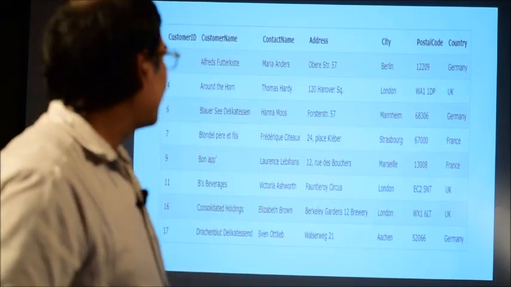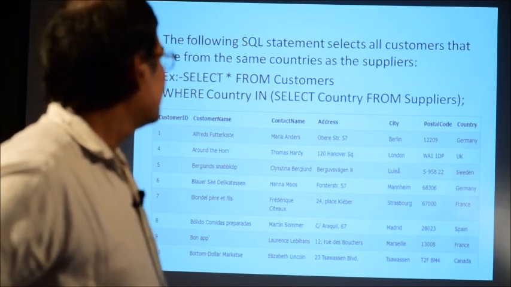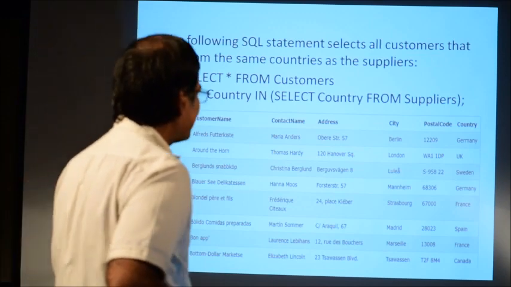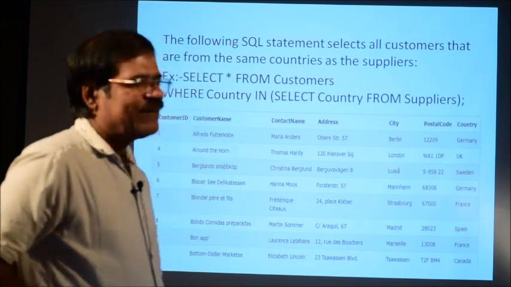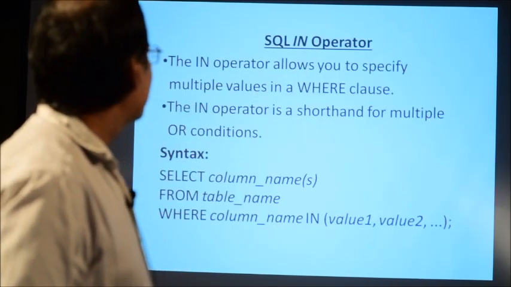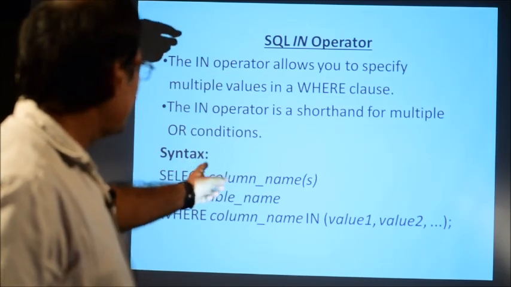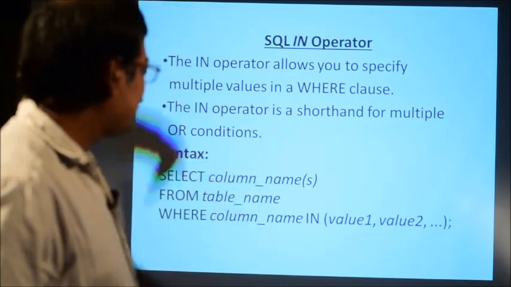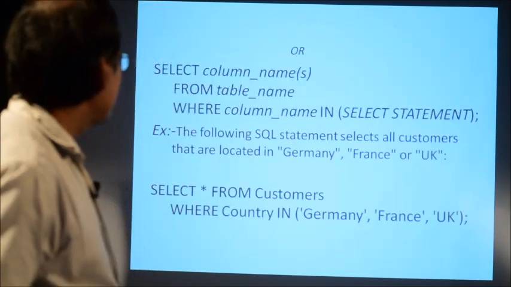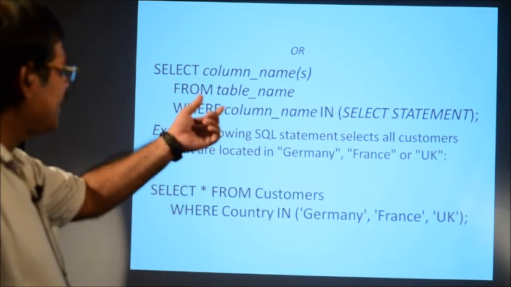So here is another example: where country in select country from suppliers. There are two types of syntax I have written before. Yes, this is one: select column name from table name where column name in value 1, value 2, and so on. Another syntax is select column name from table name where column name in, within brackets, not value 1, value 2, but a select statement.